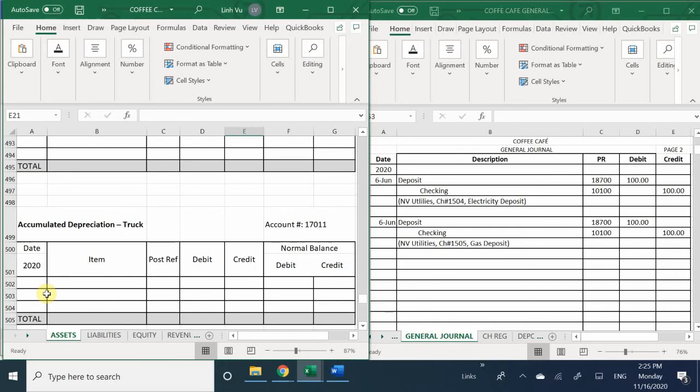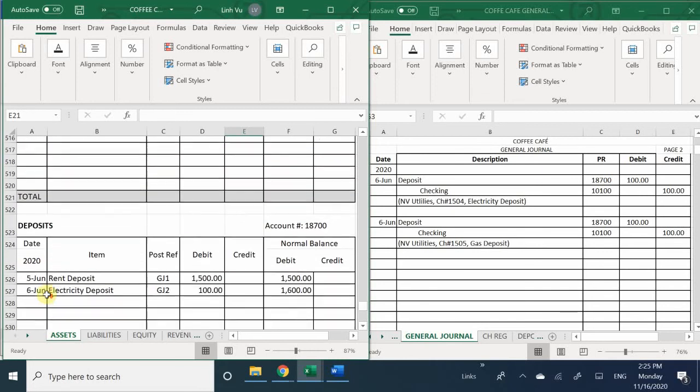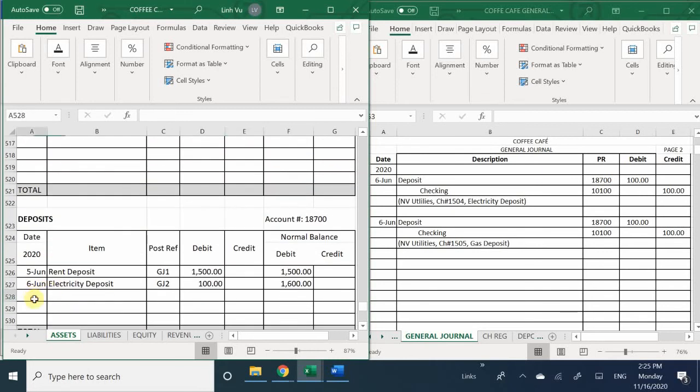It should be here. So here's my deposit. Again, June 6th. And this time it is going to be for natural gas.